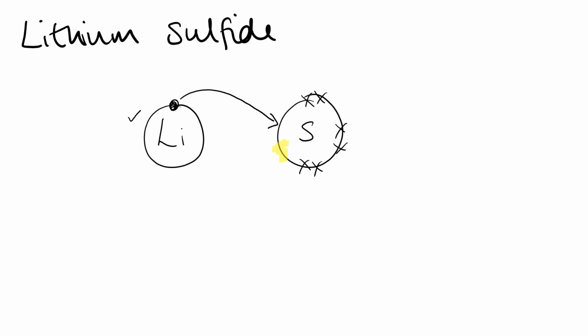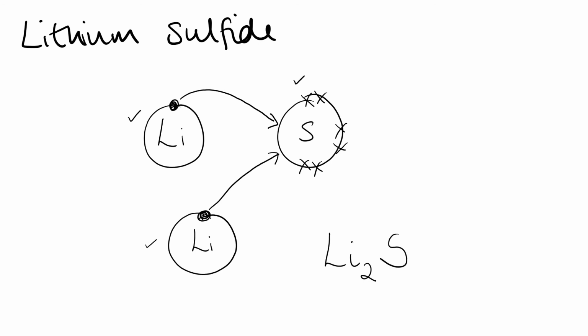So that means that we need a second lithium that can give its electron to sulfur, causing sulfur to have a full outer shell with 8 electrons, and we have 2 lithiums that have both lost their outer shell electron and are therefore stable. And the formula of lithium sulfide would therefore be Li2S, because we need 2 lithiums and 1 sulfur.